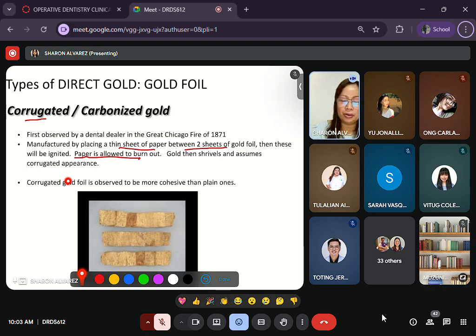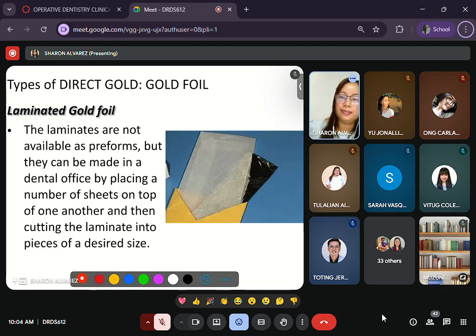So don't forget that corrugated gold foil is far better. Although it was accidentally discovered, corrugated gold foil is more cohesive than the plain one. So in gold, when we say more cohesive, they can become cold welded better. The joining of pieces of gold will be better if it is cohesive. Okay? Now, another type of gold foil is the laminated.